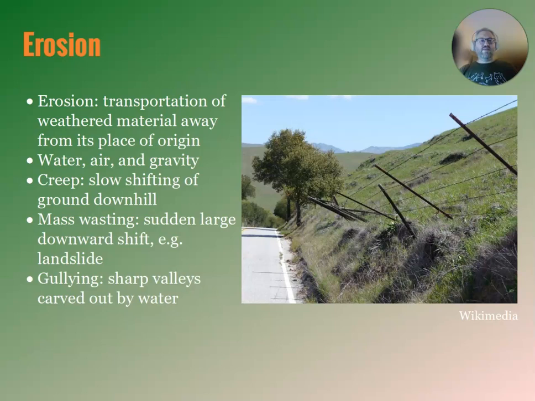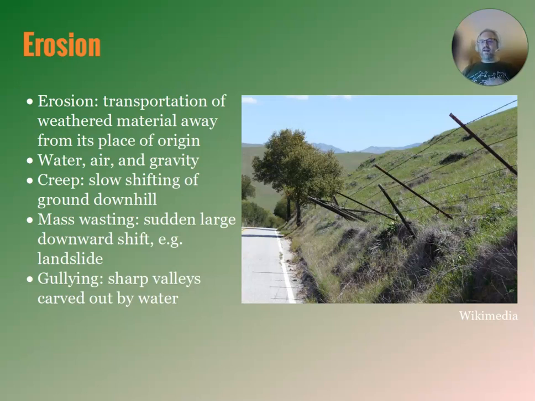Another form of erosion to keep an eye out for is gullying. So when you have water flowing across a landscape, it's going to cause erosion. It's going to pick up weathered material and wash it away. And it's going to do that a lot if it's got a lot of energy behind it. And it's going to do it a lot if there isn't something holding that material down. And so in a case like that, where you've got a lot of water, not anything holding the weathered material down, you get some sharp valleys carved out by that water.